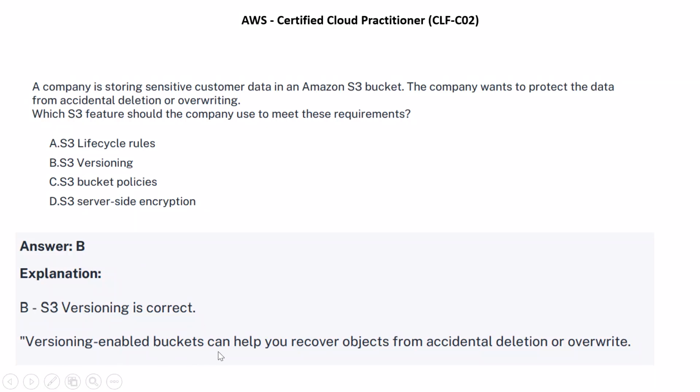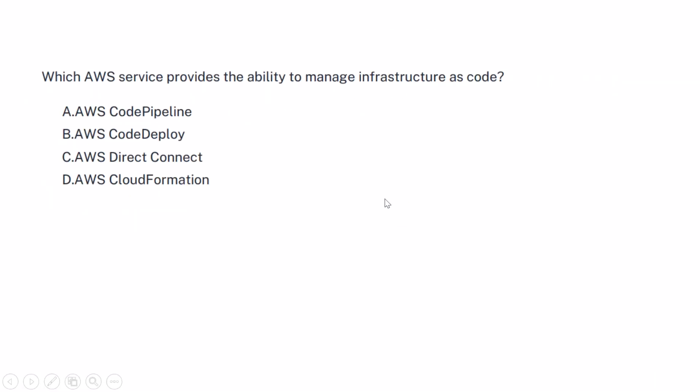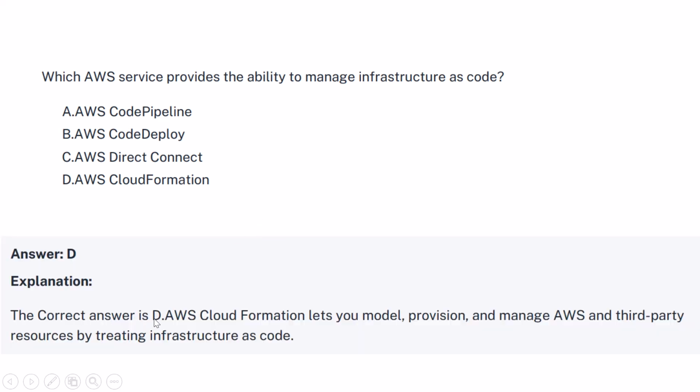Versioning enabled buckets can help you recover objects from accidental deletion or overwrite. Next question. Which AWS service provides the ability to manage infrastructure as code? Option A, AWS CodePipeline. Option B, AWS CodeDeploy. Option C, AWS Direct Connect. Option D, AWS CloudFormation. The correct answer is option D.